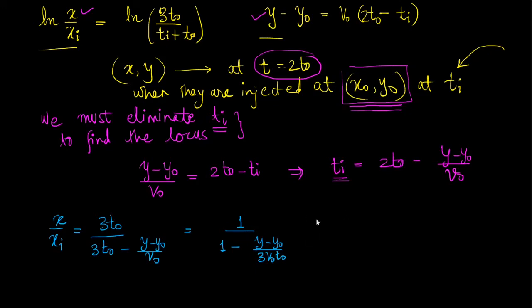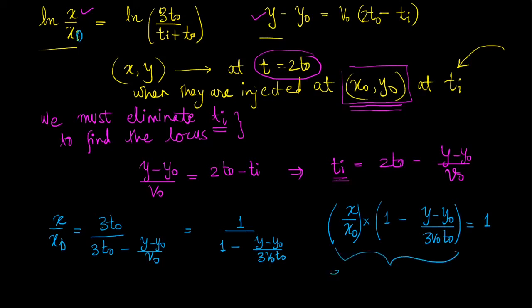So this should be x naught, it should not be x i. I have written it as x initial, but it is actually x naught. So x upon x naught multiplied by 1 minus y minus y naught upon 3 v naught t naught is equal to 1 is the equation of this streak line.